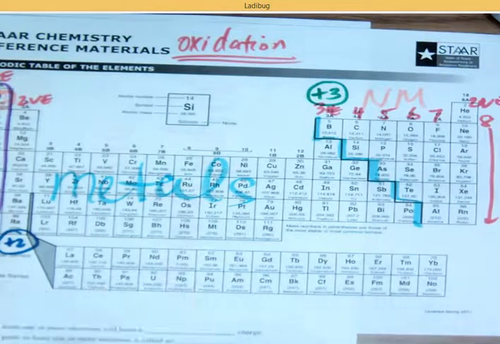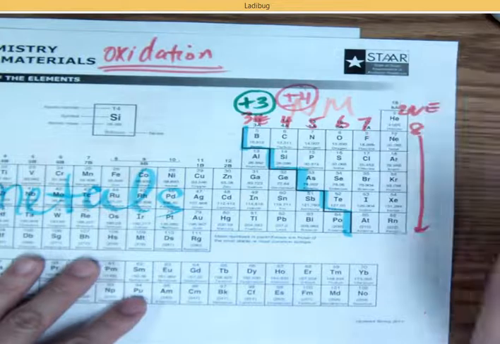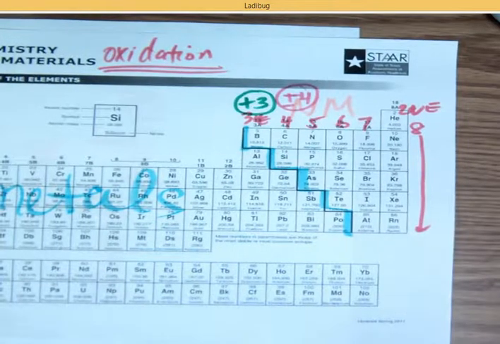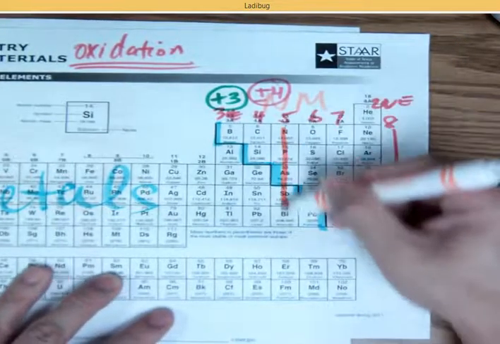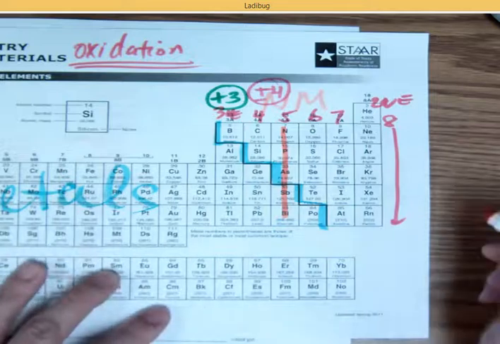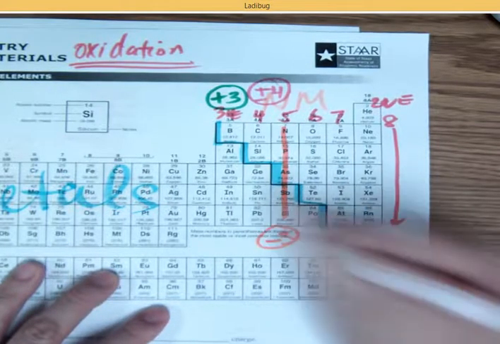Then group 14 has 4. It can gain 4 or lose 4, so ideally it can be positive or negative 4. Gain 4 or lose 4 is equally likely, and we'll talk about that later. Group 15 here has 5 already, so it's closer to 8 now. It's going to add 3 electrons, so it's going to be negative 3.